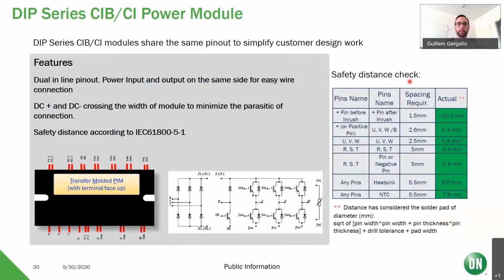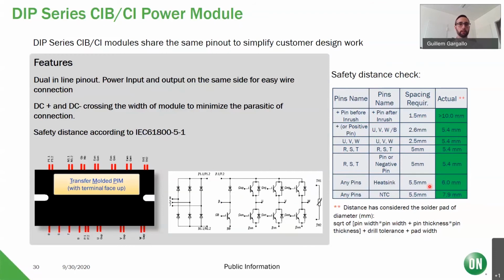So you have here the safety distances between the different pins. In all cases, we can meet the different requirements for distances between pins and potentials. And this also, of course, considers the solder pad on the DBC, on the PCB. And by this, at the end, we can enable a 2-layer PCB. So this dual inline pinout also makes it very easy for the layout of the PCB.